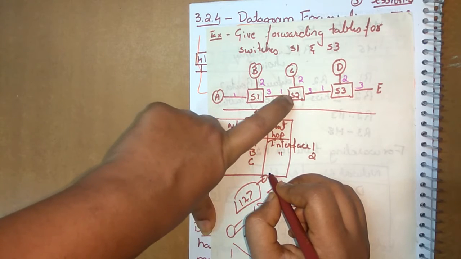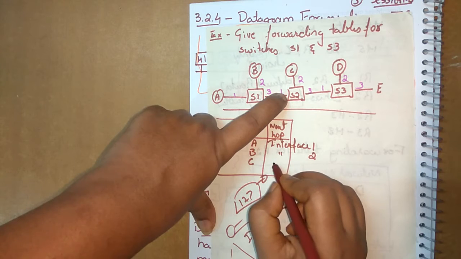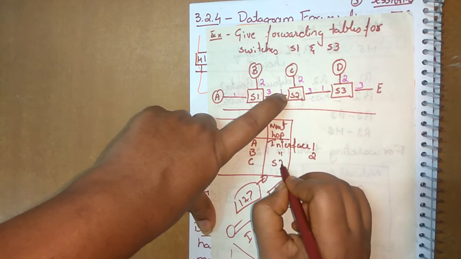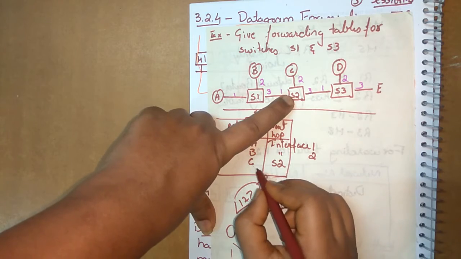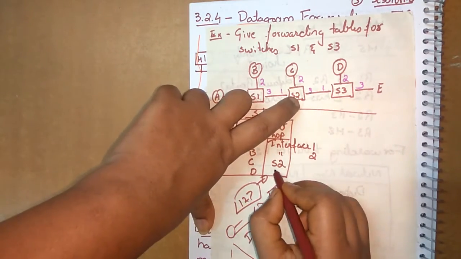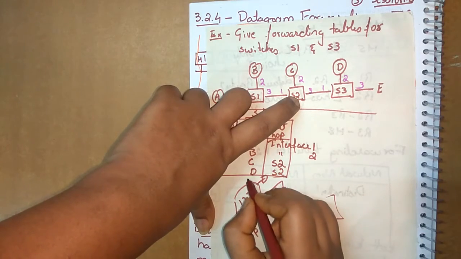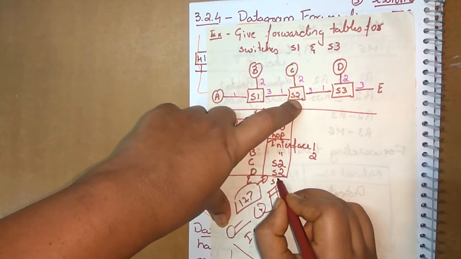But C is connected via S2, so I will refer to S2. Next you have to go to S2. D is also unreachable, so the default here is S2. E is also unreachable, and the default is S2.